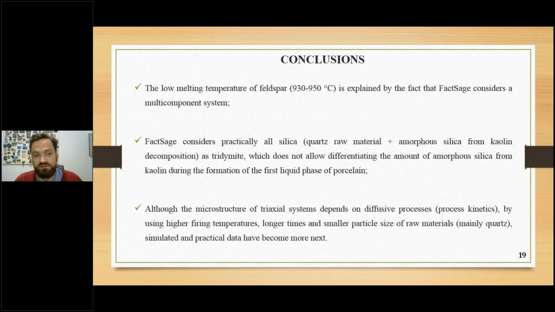The low melting temperature of feldspar is explained by the fact that FactSage considers a multi-component system. FactSage considers practically all silica, it means quartz raw material plus amorphous silica from kaolin decomposition, as tridymite, which does not allow differentiating the amount of amorphous silica from kaolin during the formation of the first liquid phase of porcelain.